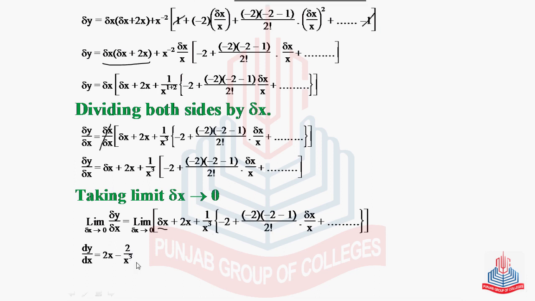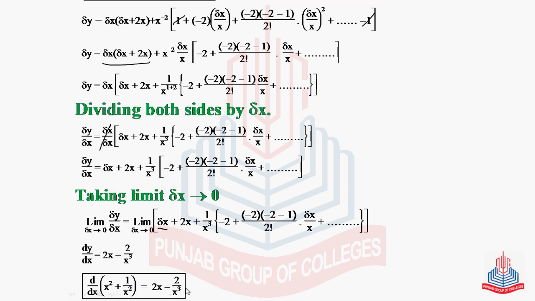This delta x is also 0, so we have only 2x minus 2 over x raised to the power 3. And finally, just put the value of y. So d by dx of x square plus 1 over x square is equal to 2x minus 2 over x cube, the differentiation of this function by definition.